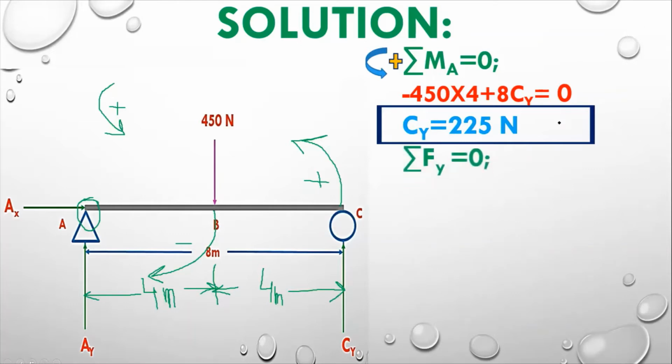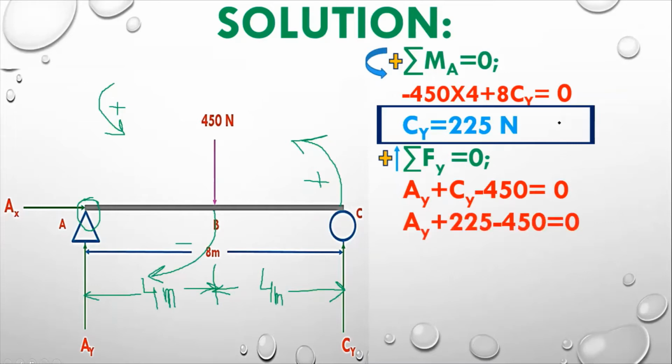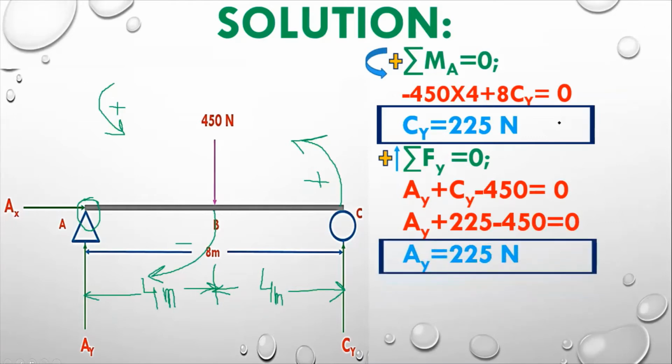So summation of Fy is equal to, how can we calculate it? Summation of Fy is equal to 0, that is the equilibrium condition. So Ay plus Cy minus 450 is equal to 0, because Ay and Cy are in the upward direction, so it should be positive because they are along the positive y-axis, and 450 Newton is downward, so it will be minus 450. So Ay plus 225 minus 450 is equal to 0. So Ay is equal to 225 Newton.